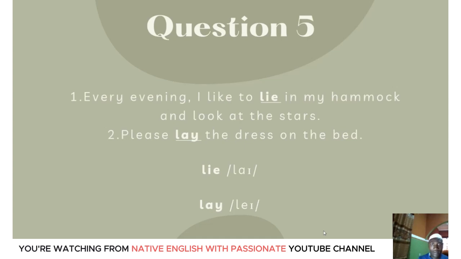What's the difference? When you use the word lie, it's for when you put yourself in a horizontal position. You use lie when somebody or something is placed in a horizontal position. But lay is for when you put something in a horizontal position. When you put yourself in a horizontal position, you say lie. But when you put something in a horizontal position, you use lay.